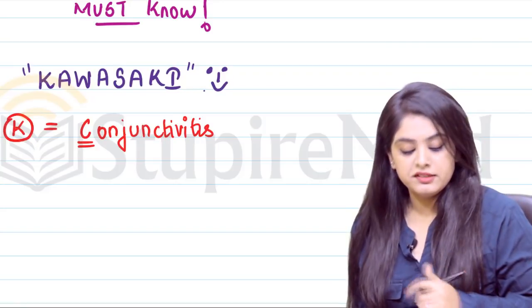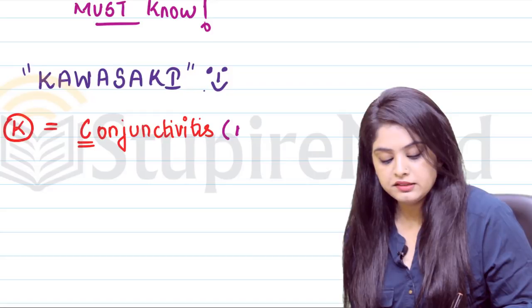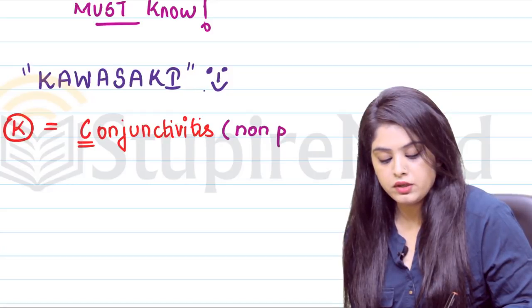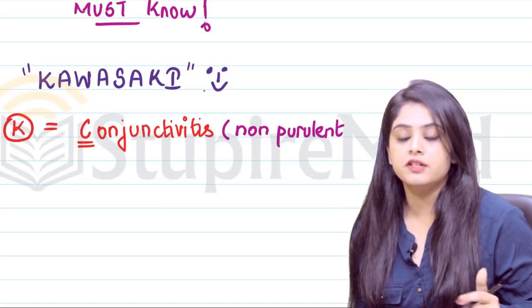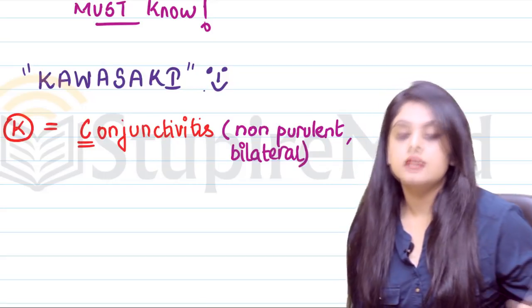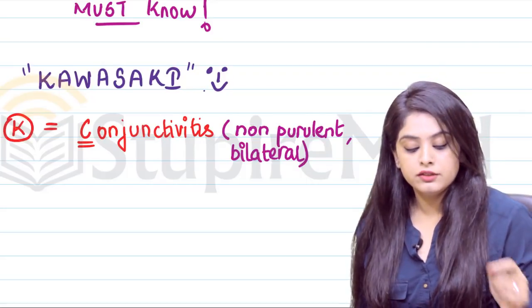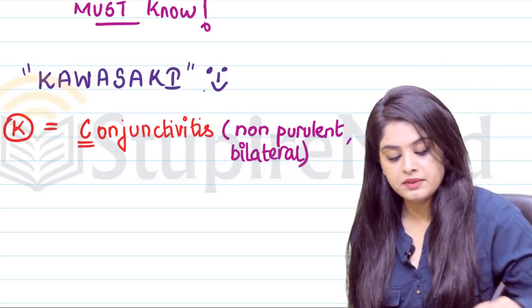Certain additional points about conjunctivitis that I want you to note is this conjunctivitis is non-purulent. It is non-purulent first and will affect both the eyes. That is, it is bilateral. It shows bilateral involvement, right? So the first alphabet is done.